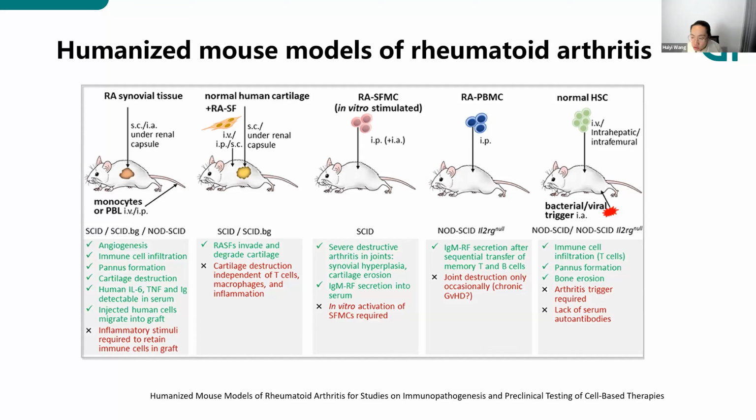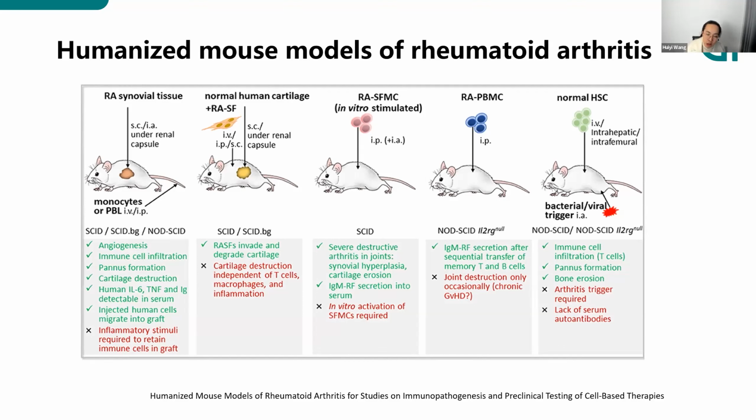Third is the injection of SFMCs from eye patients or other stimulated in vitro or routes. Fourth is the inoculation of eye patient-derived peripheral blood mononuclear cells. And fifth, the induction of eye-like disease by viral or bacterial triggers in immune deficient mice that have been reconstituted with human hematopoietic progenitor cells.